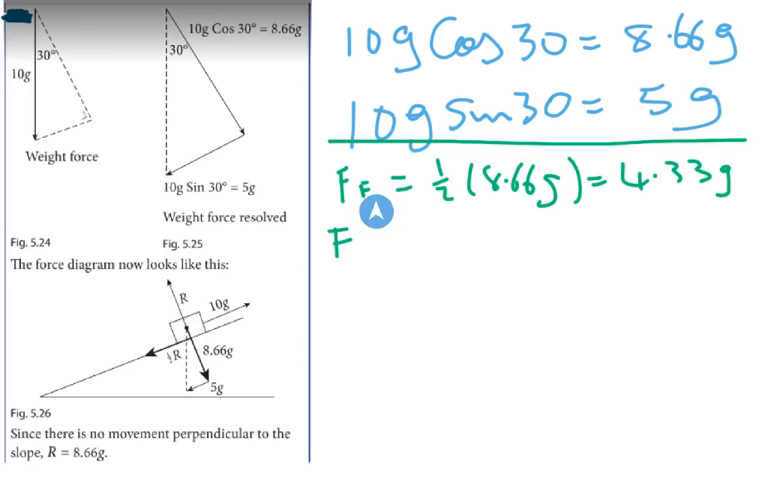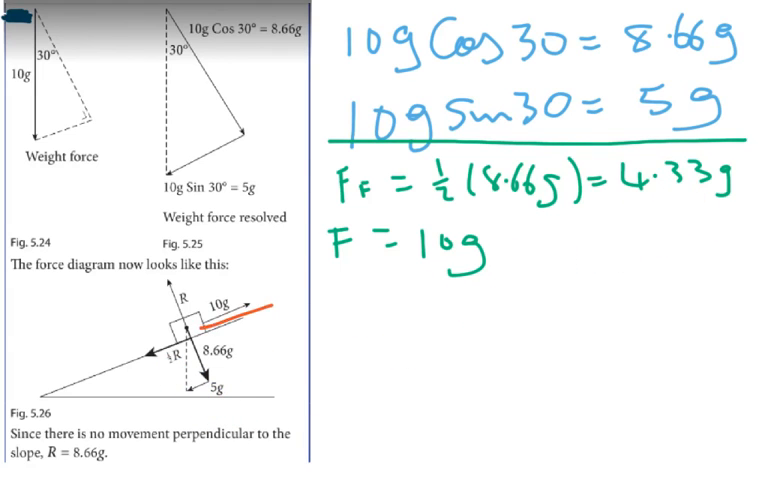Okay, our friction force is equal to half of R, and R is equal to 8.66g, so that's equal to 4.33g. The net force then is going to be equal to 10g, which is this one, minus a half of R, which is equal to 4.33g, and minus this 5g as well.